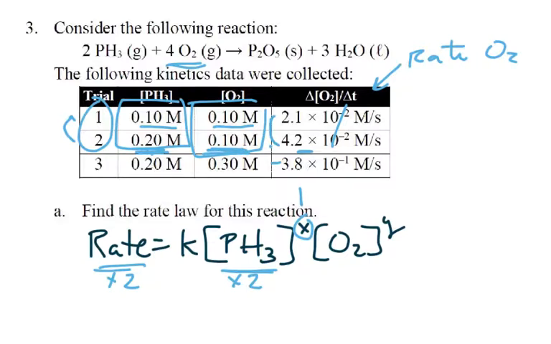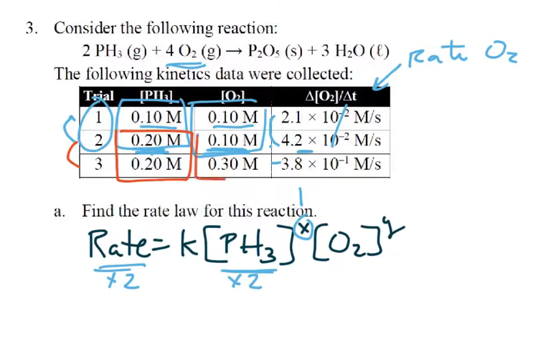Okay, so this O2, since its concentration is not changing, I know any change in rate must be due to the change in PH3, so I'm able to figure out x. Now I need a situation where this one's not changing, so 2 and 3 would be good ones to look at.